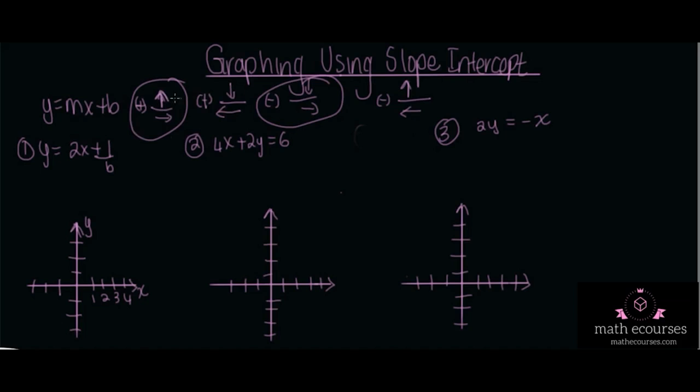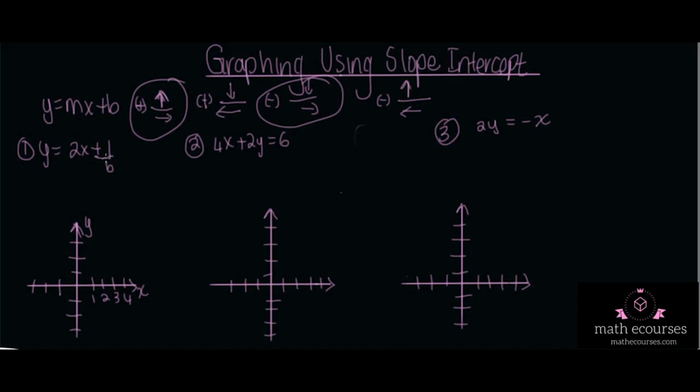You can also reverse this and go down and left. Just do the opposite of what the arrows say. If your slope is negative, you want to go down and right, or you can also reverse it. I mainly use these two that I've circled. So what you want to do first is plot your y-intercept, and then you need to rise and run depending on whether your slope is positive or negative.